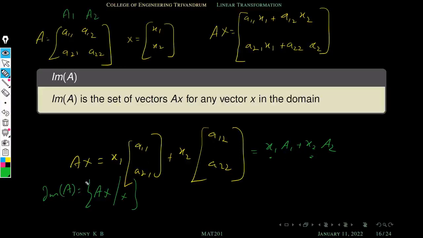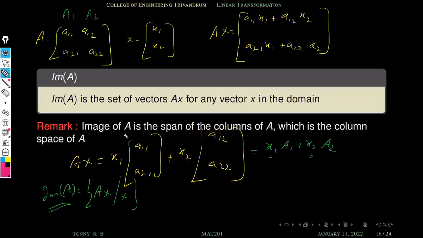That means image of A is nothing but the set of all possible linear combinations of columns of A. That is called the span of columns of this matrix A. Clear? That is another result. Image of a matrix A is the span of columns of A, which is called the column space of A. You got it? So image of A is equivalent to the column space of A, or column space means span of the columns of A.